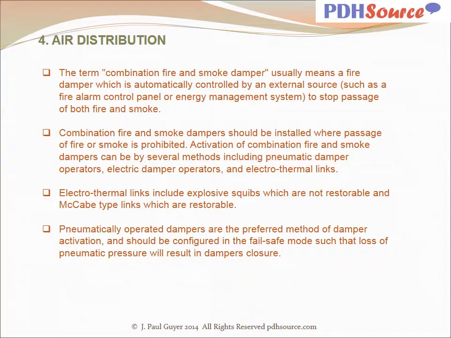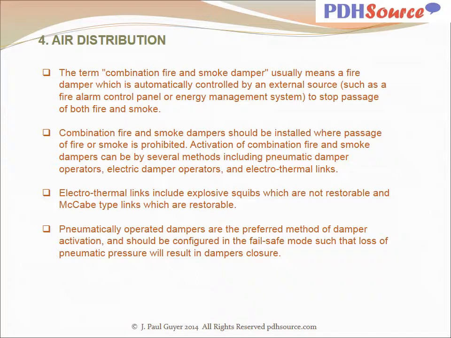Combination fire and smoke dampers are an option. The term combination fire and smoke damper usually means a fire damper which is automatically controlled by an external source such as a fire alarm control panel or energy management system to stop passage of both fire and smoke. Combination fire and smoke dampers should be installed where passage of fire or smoke is prohibited.